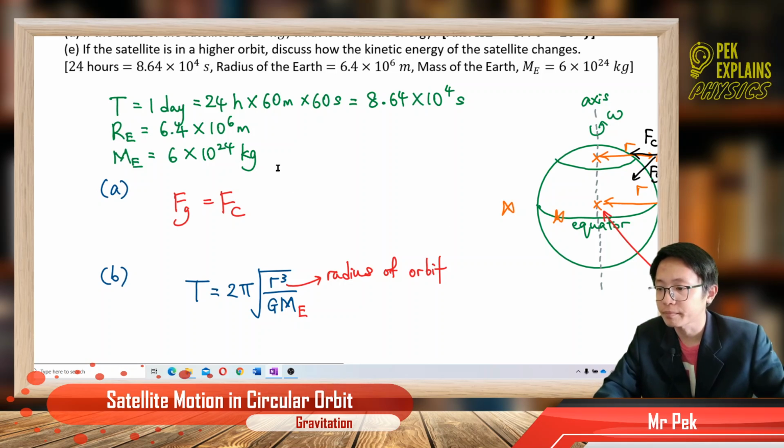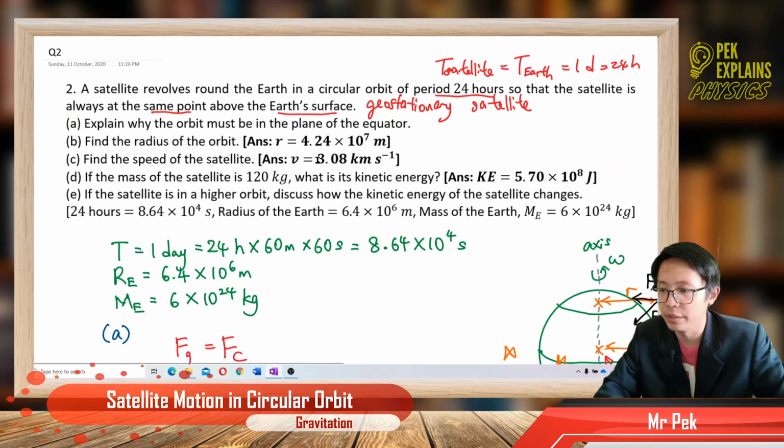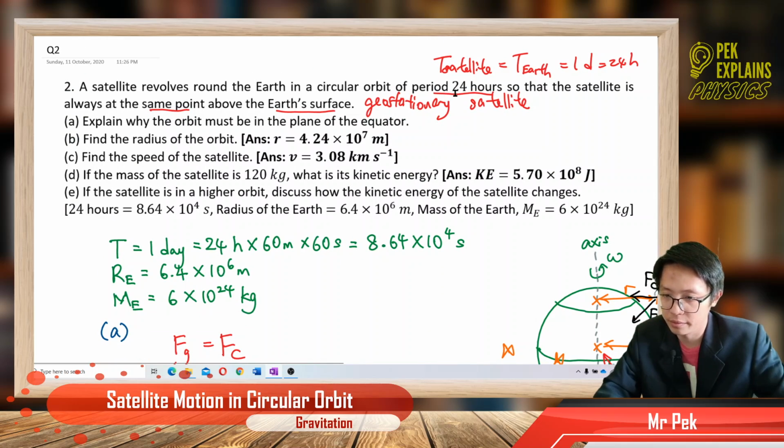Now, B, find the radius of orbit. Okay, to find the radius of orbit, we are given the period of 24 hours, which is also 8.64 × 10^4 seconds, the radius of Earth, and the mass of Earth. I already summarized all the information here. 24 hours is 1 day, which is 24 hours times 60 minutes times 60 seconds. We get 8.64 × 10^4 seconds.